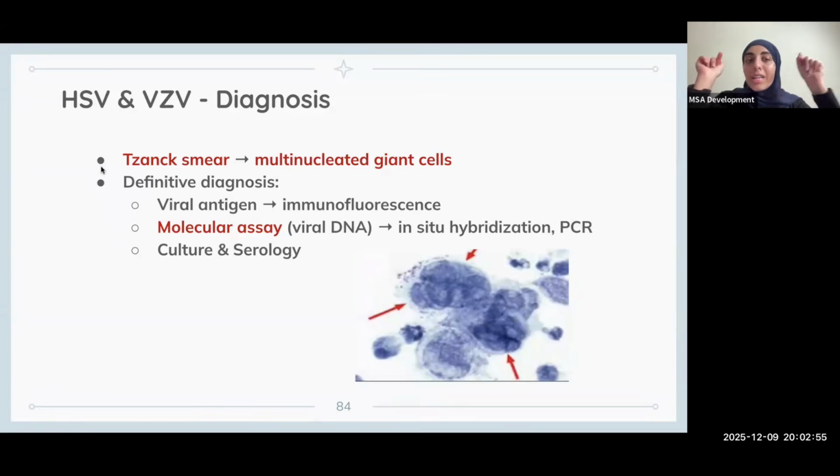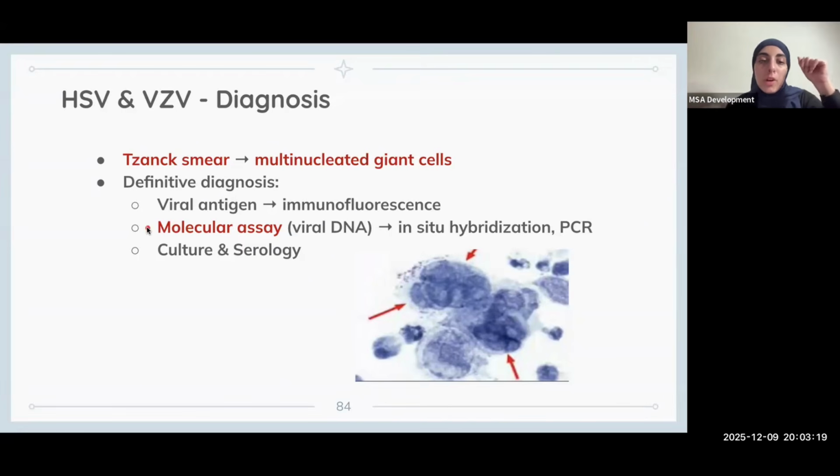So look out for Zank smear for herpes simplex virus or varicella zoster, especially in herpes simplex, okay? Where you see the multinucleated giant cells on Zank smear. Now, when you want to diagnose these, what we actually do clinically is, first of all, there's the clinical appearance of the rash. It's a very distinct rash, so the clinical diagnosis aspect is important.